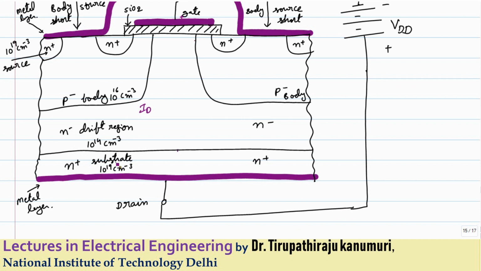So above this N plus substrate, an N minus layer is formed. This minus indicates lightly doped. Here the doping will be of the order of 10 to the power of 14 per centimeter cube, and this region is called the drift region. The purpose of this drift region is to increase the reverse voltage withstanding capability, because we know out of these two junctions, one junction will always be reverse biased depending on the input voltage.